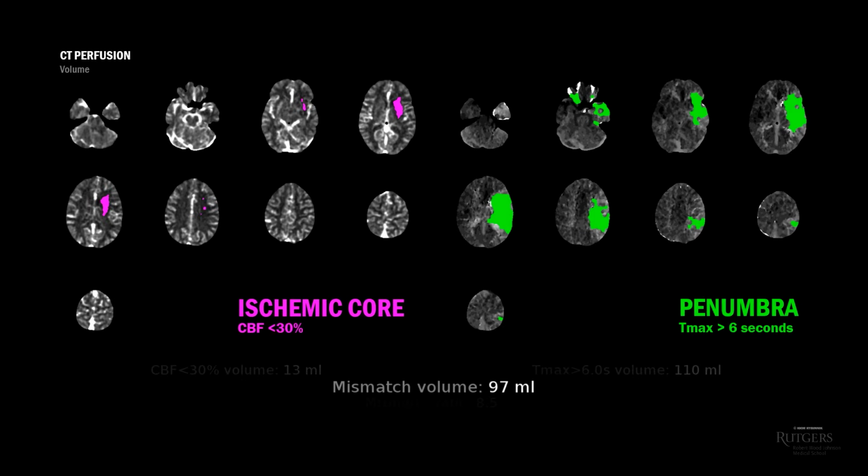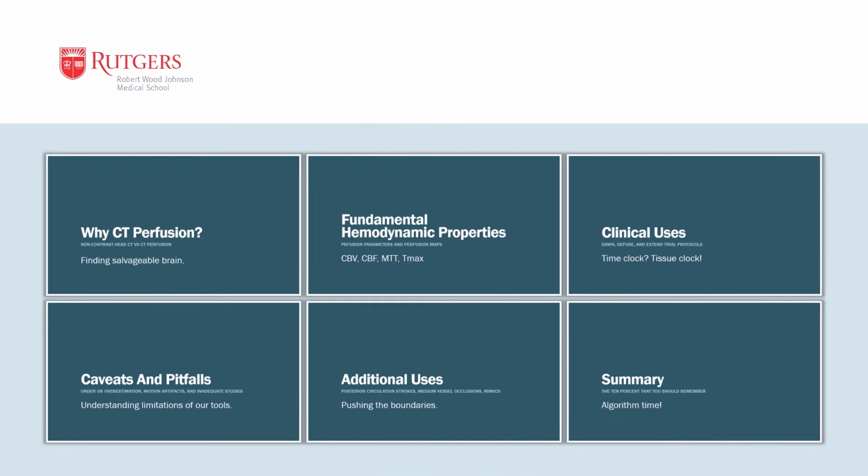Subtract this patient's volume of ischemic core, 13 ml, from the volume of penumbra, 110 ml, and we arrive at the final mismatch volume of 97 ml. The difference between ischemic core and penumbra can also be represented as a ratio. In other words, our patient has 8.5 times more penumbra than core. Let's see how this works in clinical practice.